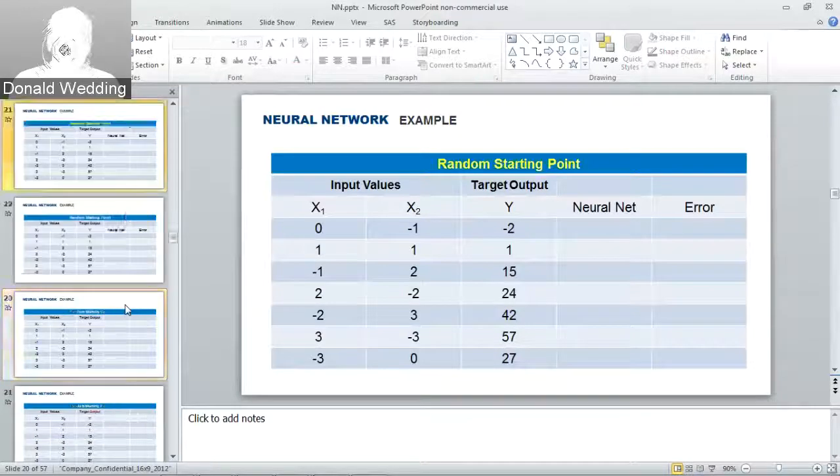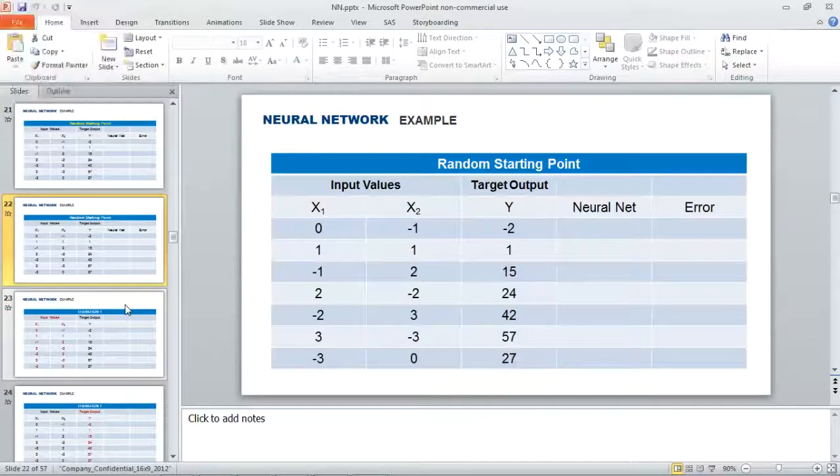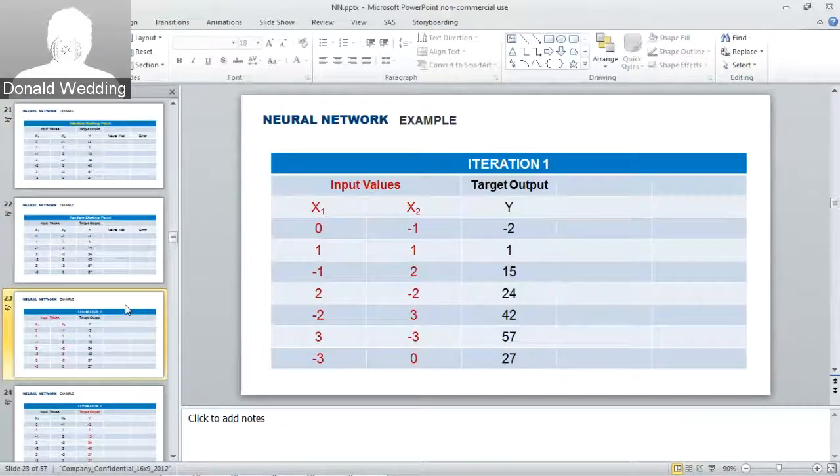So I shove in these guys here, these are my starting points, my inputs. I slam them into the neural network and I want this to come out, but this is what came out. And these are my errors.